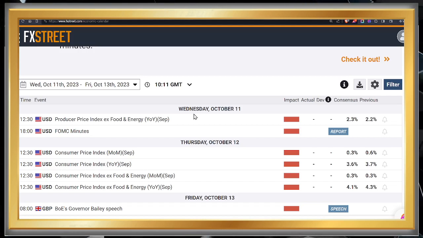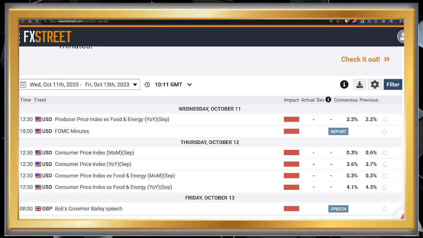Now for today, Wednesday, October 11, we have two high impact events that we are looking forward to. The first one here is the producer price index, which is coming up in about 2 hours from now.